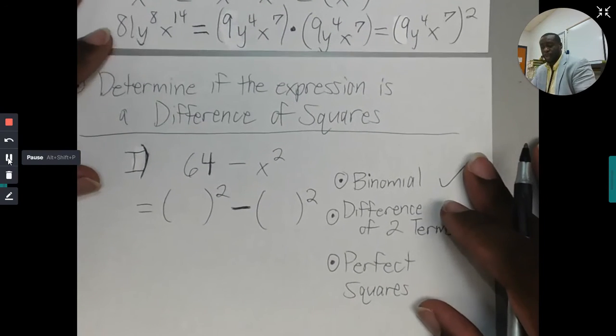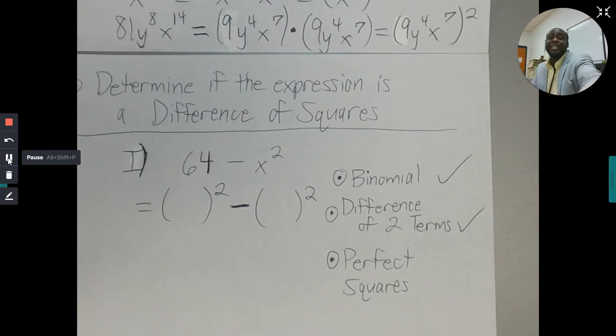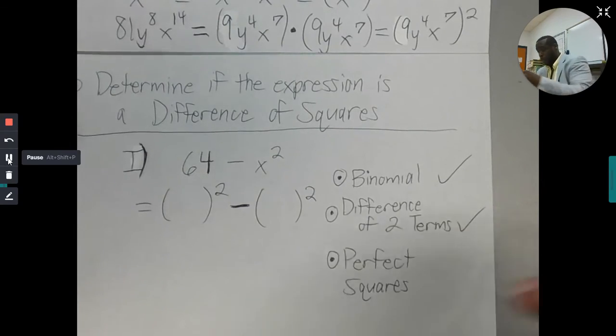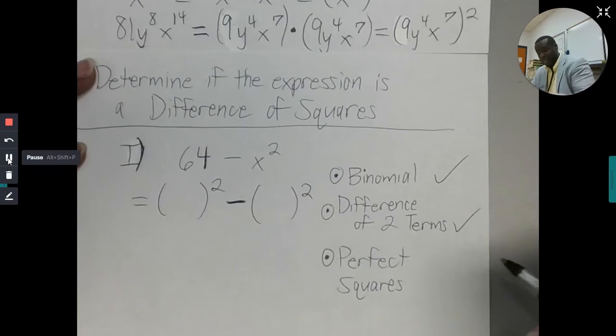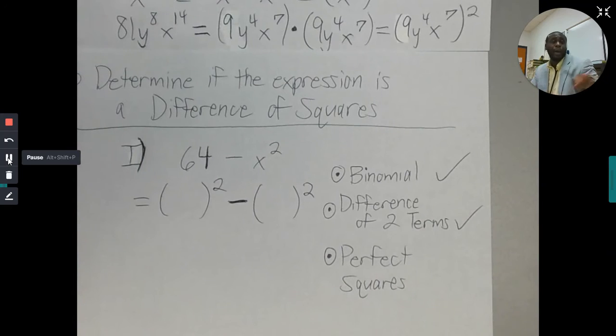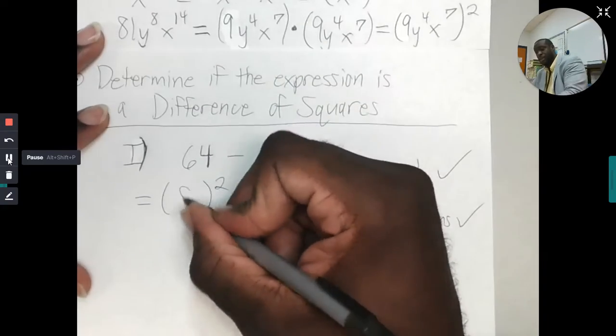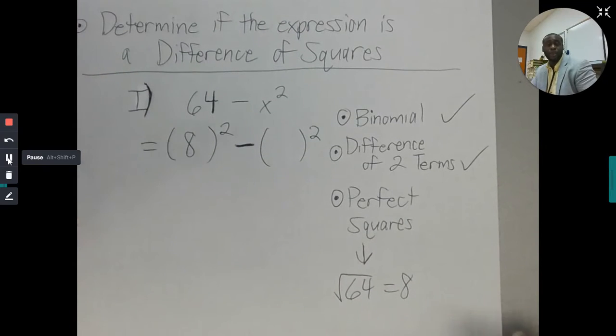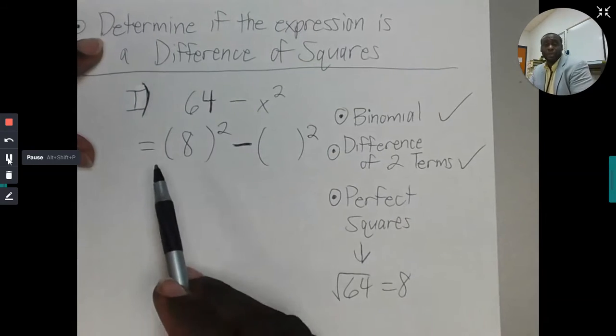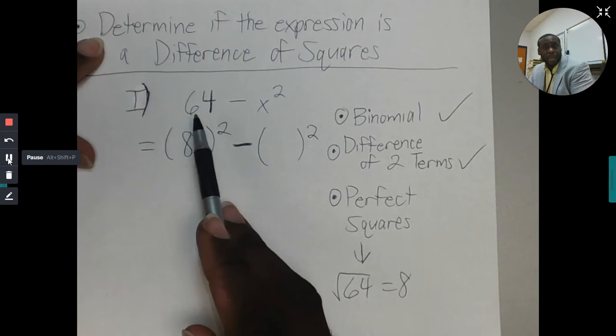If you're unsure about that, when it is a constant like 64, what you can do is take the square root of that number. If the square root of 64 is a whole number, then you know it is a perfect square. The square root of 64 is equal to 8, which means that 64 can be rewritten as 8 squared. That should make sense. So that's what you can do when it is a constant term, a term that's written without any variables.